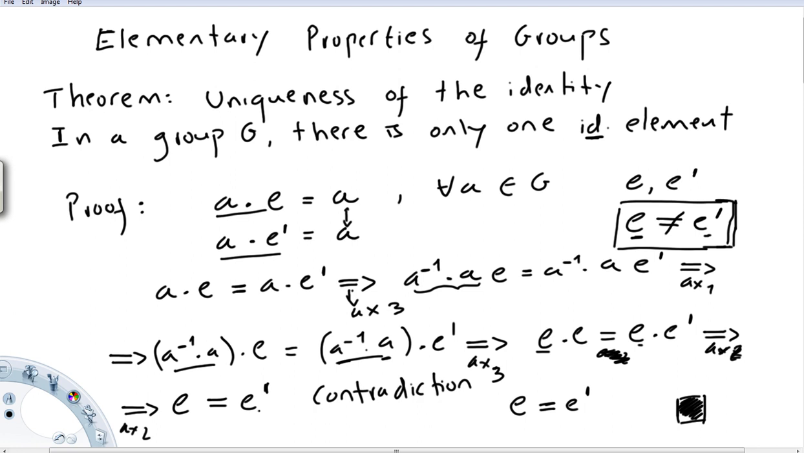So we reached a contradiction, right? Since our proposition was that the identities are different, through implications we reached the conclusion that the identities should be equal. So this is a contradiction. So the opposite of what we said is true, and the opposite of the two identities being different is, if there are two identities, they will be the same. And that concludes the proof.